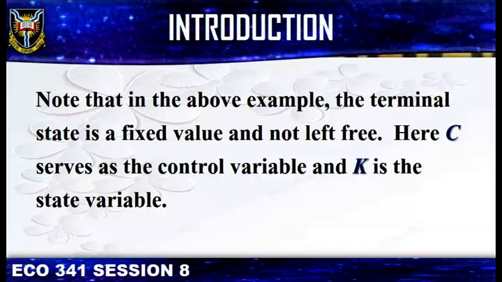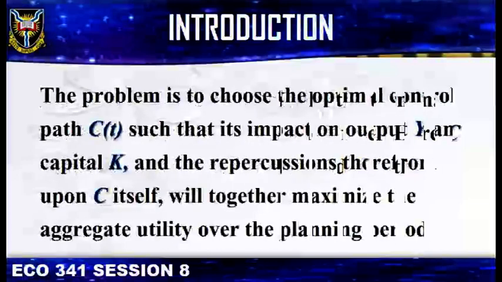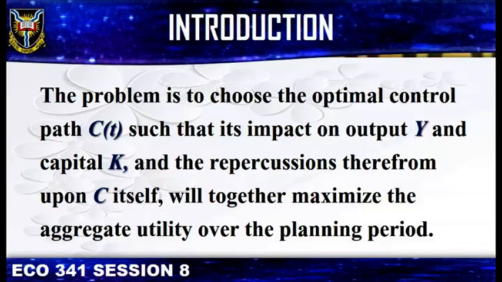Note that in the above example, the terminal state is a fixed value and not left free. Here c serves as the control variable and K is the state variable. The problem is to choose the optimal control path c of t such that its impact on output y and capital K and the repercussions therefrom upon c itself will together maximize the aggregate utility over the planning period.